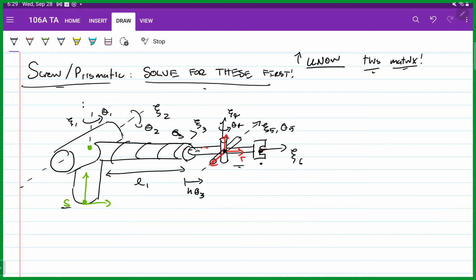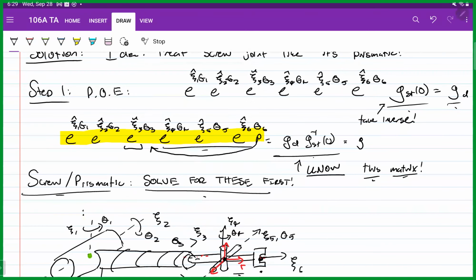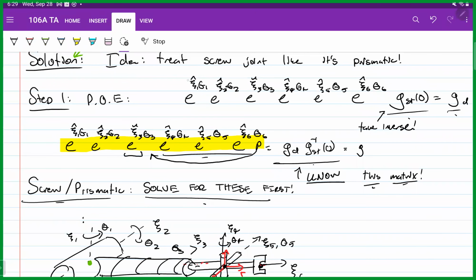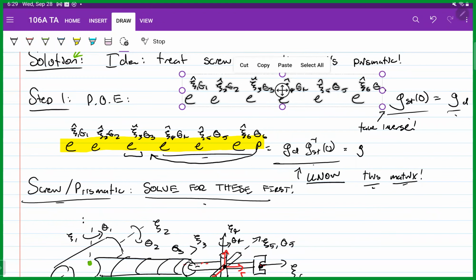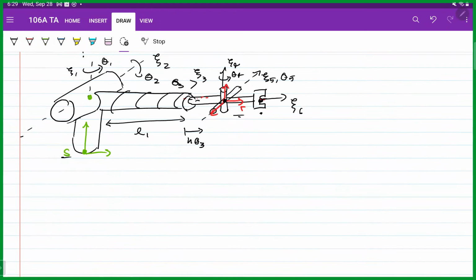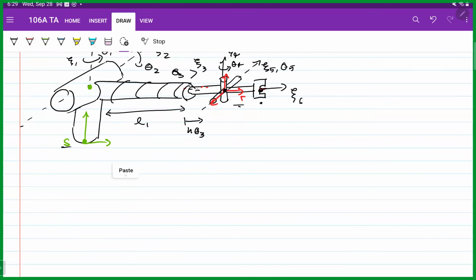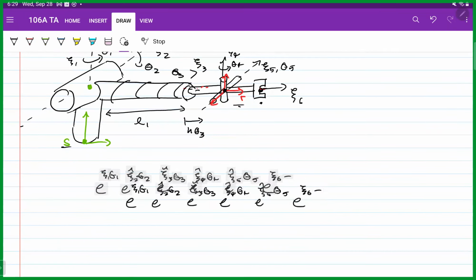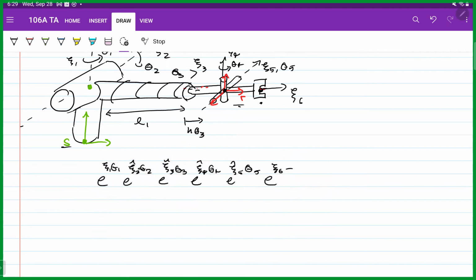All right. So in general, how are we going to knock out these different terms? What I'm going to do is copy this whole product of exponentials formula from up here. Sorry about all the copy and pasting. There's so much to write in these ones. So I have e to the xi hat 6 theta 6 is equal to this matrix G on the side.